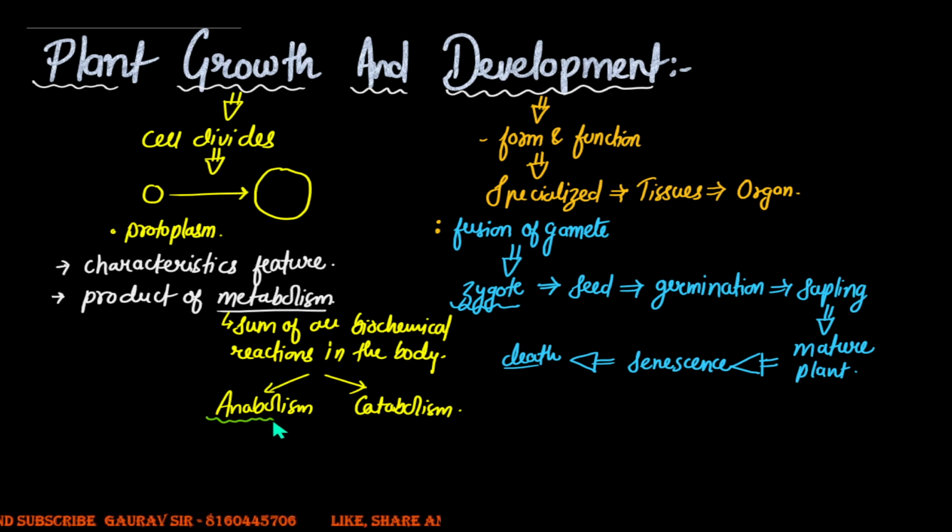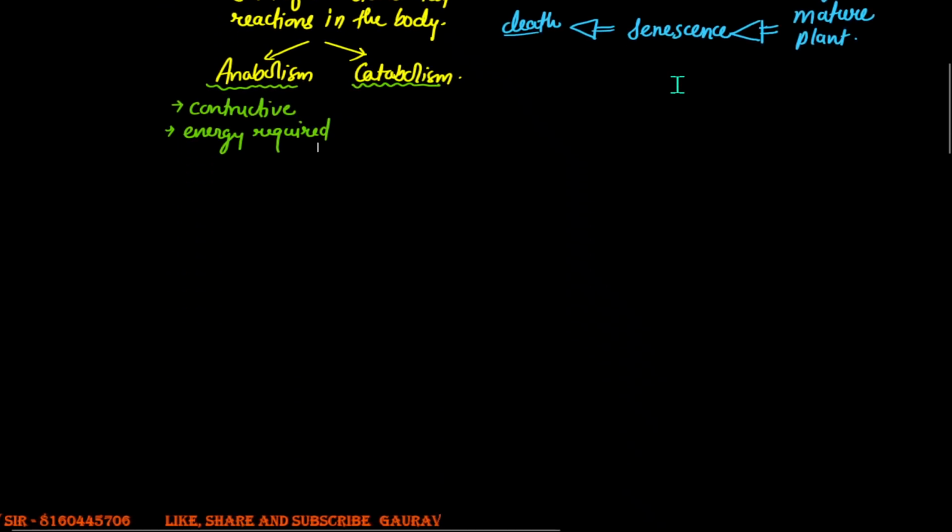Now, universally, it has been observed that anabolism is a constructive process, and since it is a constructive process, energy is required. During the process of anabolism, or during the anabolic reactions, we will find that simple substances are converted into complex ones, right?